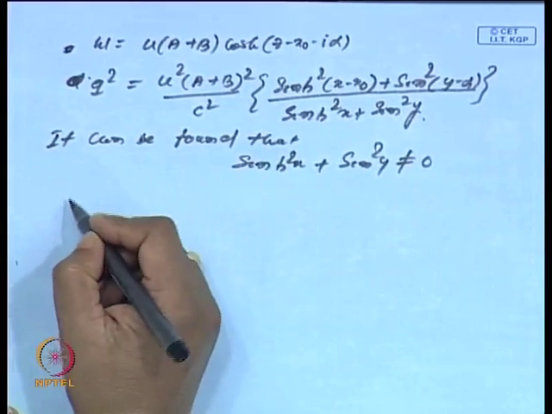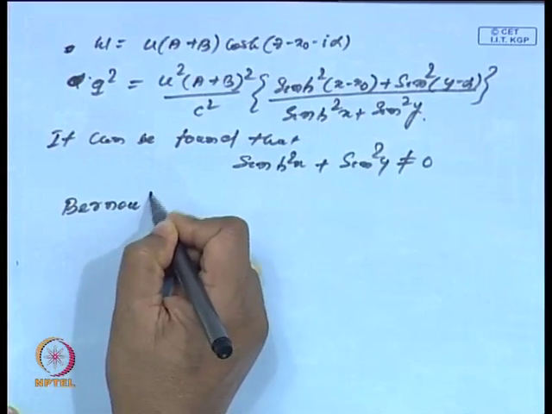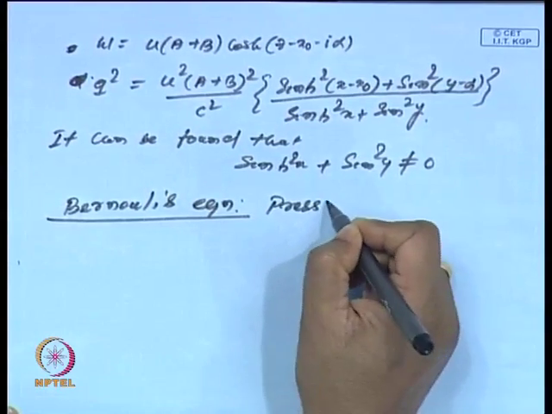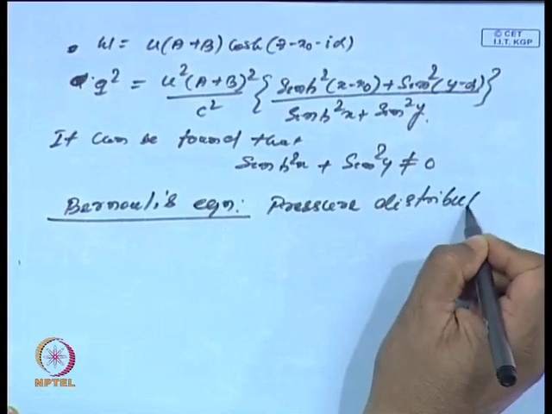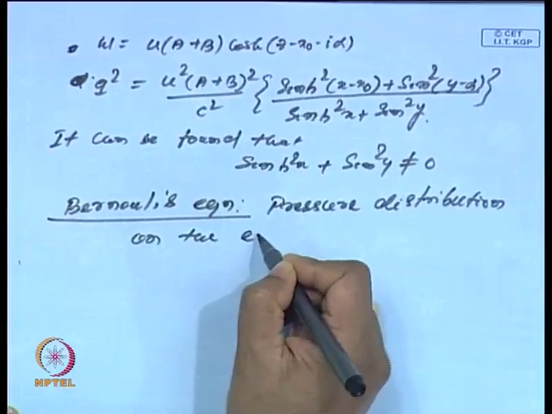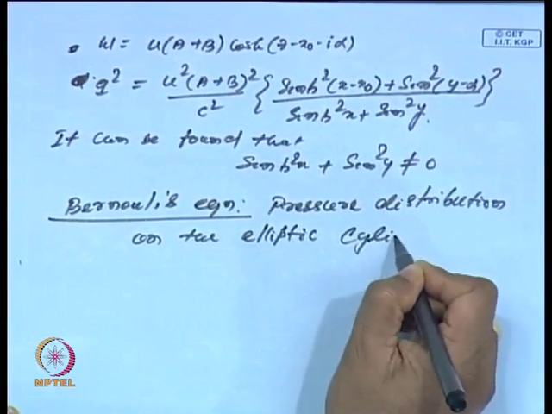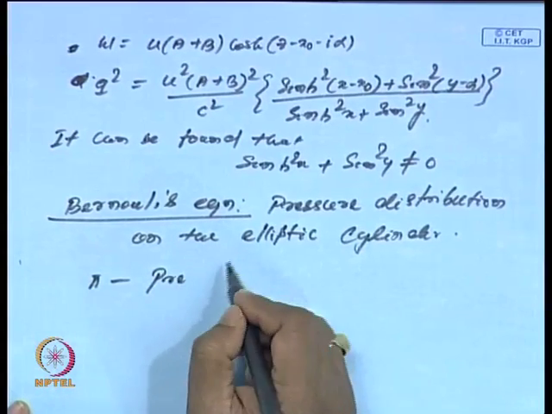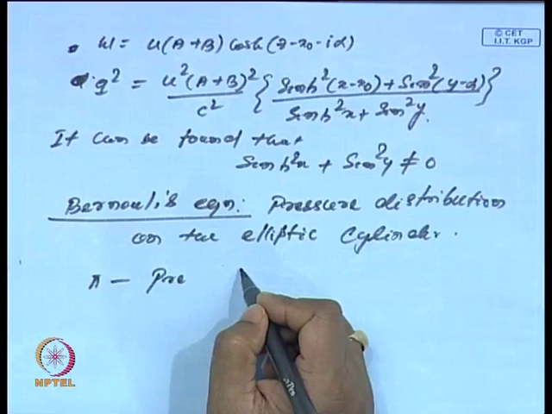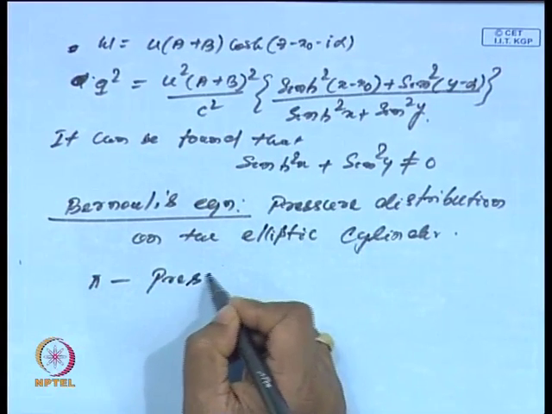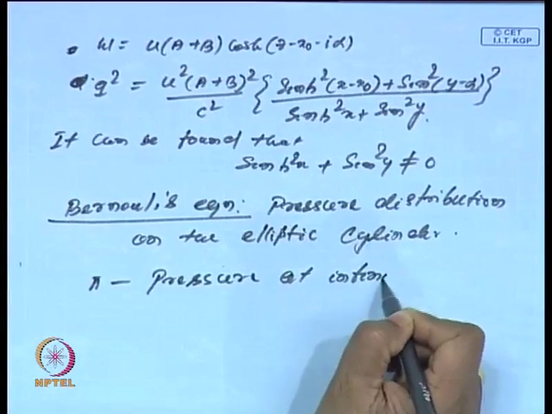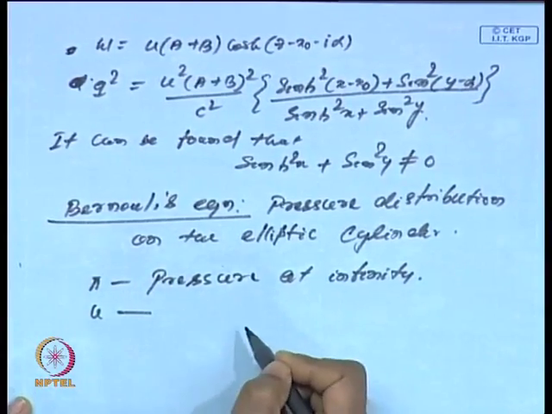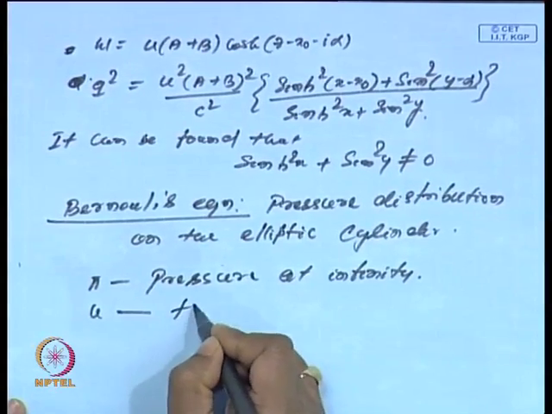So if this gives the speed q, then how to find the pressure? If I go to Bernoulli's equation, we can find the pressure distribution on the elliptic cylinder. Assume p infinity is the pressure at infinity of the flow, and since this is the uniform flow past an elliptic cylinder, use the fluid velocity at infinity.